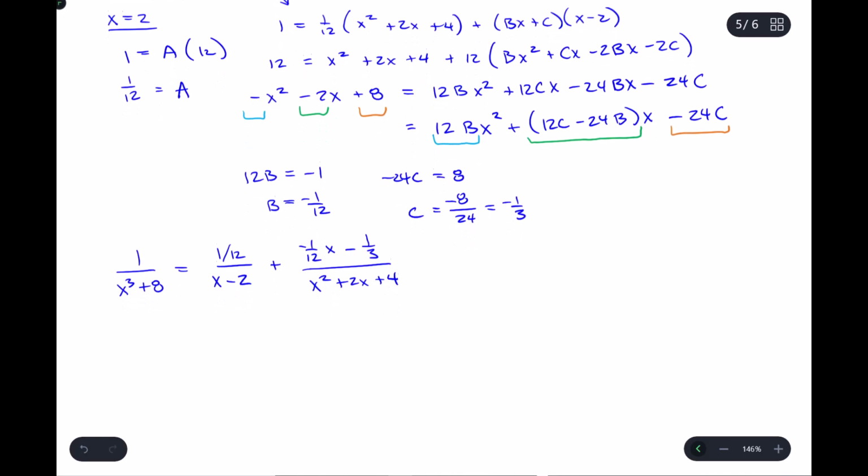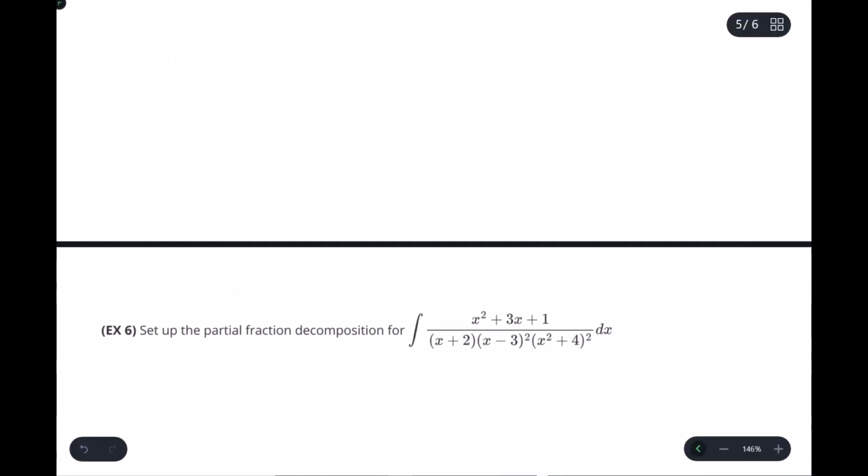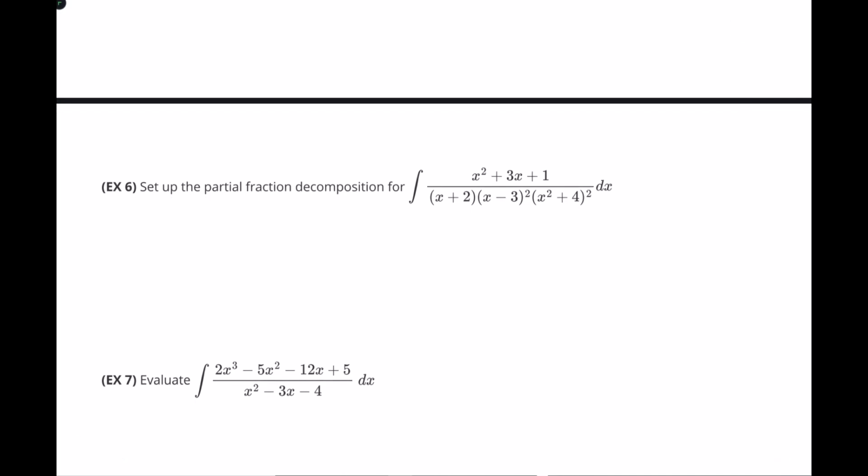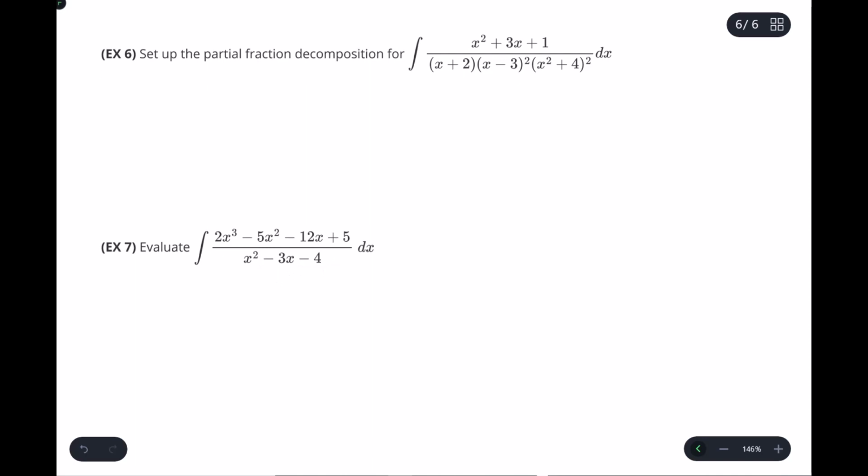Okay, one more example in this video, and this time I'm actually not going to do the decomposition at all. I'm just going to set it up. So in example 6 here, I just want to set up the partial fraction decomposition for this term. So in setting that up, I'm just looking for the guess as to what this would look like. Okay, so it puts all the different types of decomposition rules that we have together.